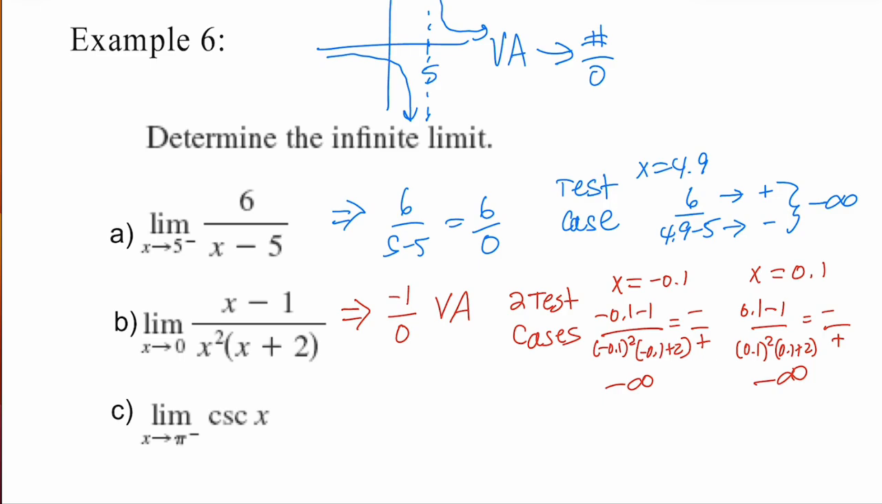Now let's take a look at C. I really don't want to do C, but I'm going to do C anyway. I know that's radians, 180 degrees from the left. But let's just talk about 180 degrees, pi, for a minute. Cosecant is the flip of the sine. The sine of 180 is 0. I can't do 1 over 0. So I found a vertical asymptote.